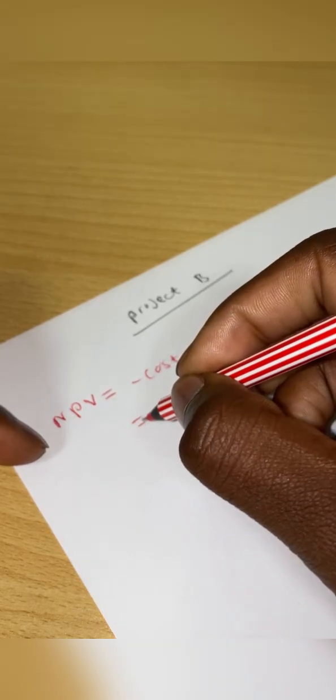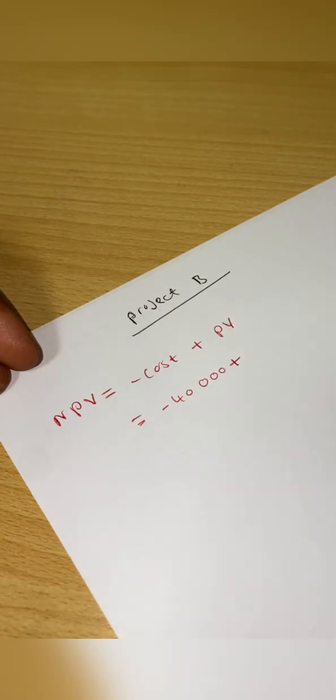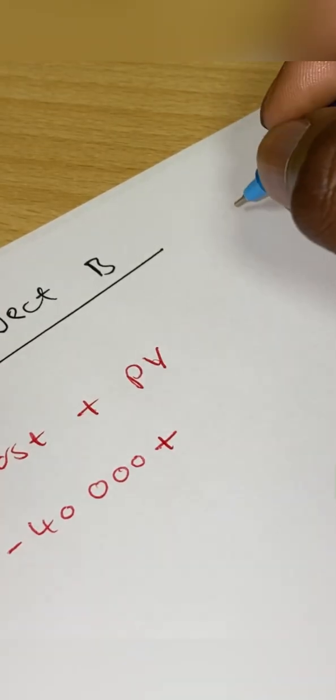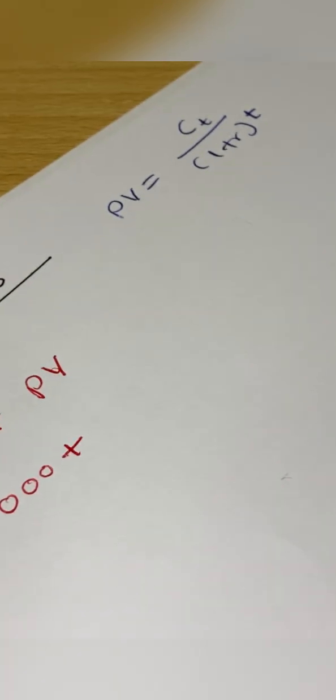Okay, so what is the cost for project B? The cost is how much you spend investing on it. So our cost is 40,000, so we are going to put negative 40,000, then plus the present value. We need to find the present value for project B. So what do we know about the present value? What's the formula? The formula for present value is: present value is equal to cash flow T over 1 plus R to the power T.